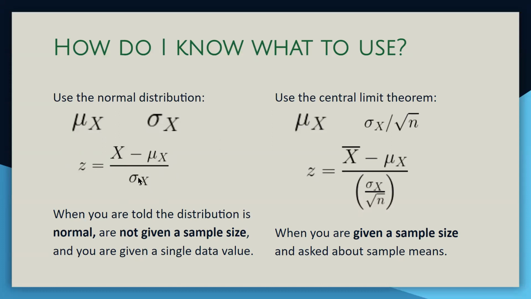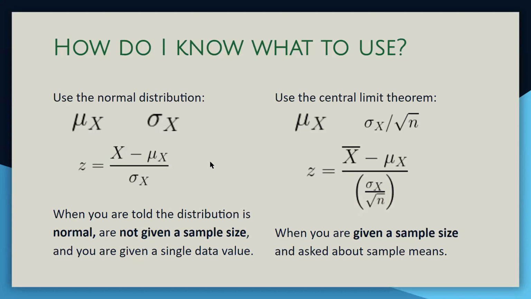We know that we're asked about a regular normal distribution when we're told the distribution is normal. We have to know the raw data is normally distributed to use normal CDF. And typically, we're not given a sample size. Another good clue is that they're asking us about a single data value, or we're given a single data value. What is the probability that a single runner had a time that's less than 52 seconds? What is the probability that a single person is taller than 7'2"?